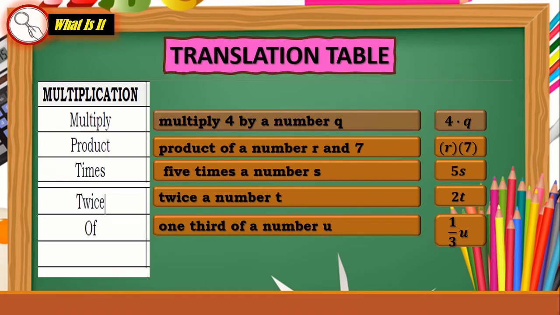Multiply 4 by a number Q, that's 4 times Q. Product of a number R and 7, that's R times 7. 5 times a number S, that's 5S. Twice a number T, 2T. 1/3 of a number U, that's 1/3 U.